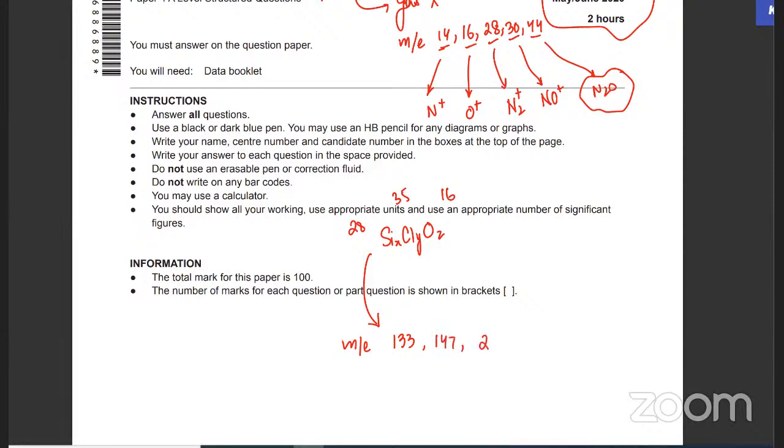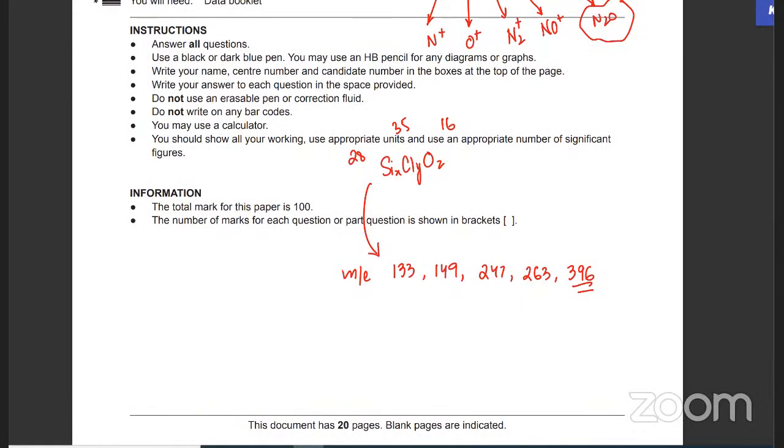You got a detection at 247, at 263, and finally the heaviest detection was at 396. You had to figure out what the structure was. You just know that whatever was present, the smaller pieces were just a combination of Si, Cl and oxygen. So you just had to figure out what combination would give you 133. That's going to be 1 Si and 3 Cls.